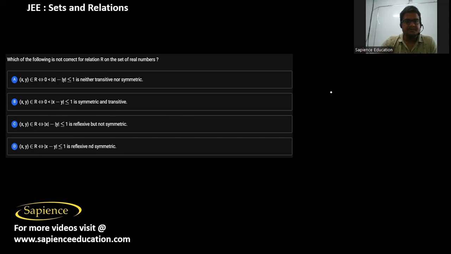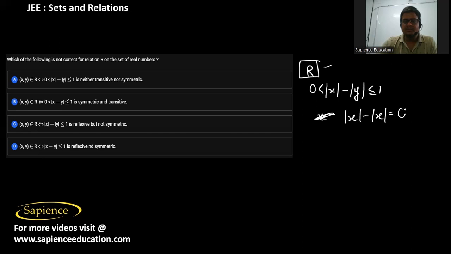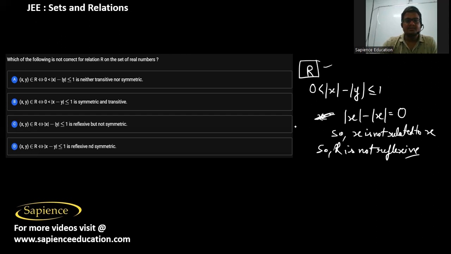So when mod x minus mod y is greater than or equal to 0, less than or equal to 1, in this relation R, x is not related to x, since mod x minus mod x is equal to 0. So it means that R is not reflexive. So it means option C is obviously wrong.